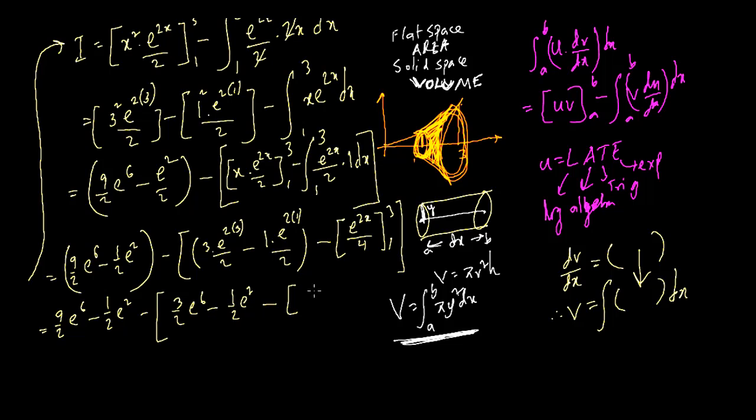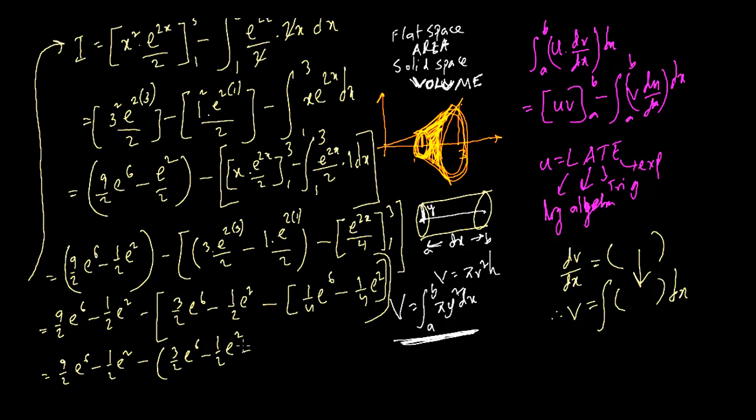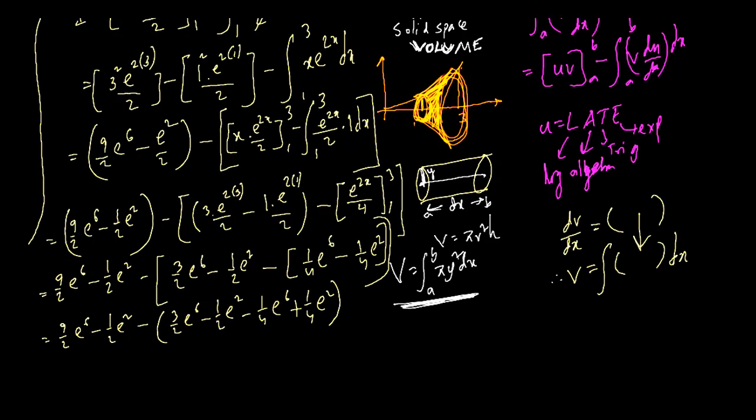minus, now we need the bracket here, if I put 3 here, this would be 1 by 4 e to the power 2 into 3, which is 6, then minus, if I put 1 here, 1 by 4 e to the power 2. Okay, be careful about the brackets. So this would be 9 by 2 e to the power 6 minus 1 by 2 e to the power 2 minus 3 by 2 e to the power 6 minus 1 by 2 e to the power 2 minus 1 by 4 e to the power 6 minus 1 by 4, minus minus will become plus e to the power 2. Okay, now let me scroll down and finish it off.